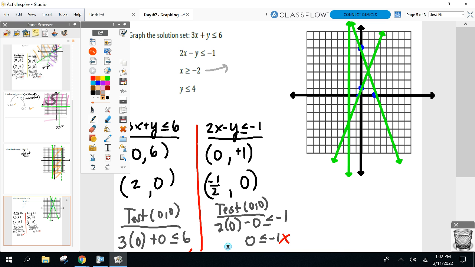Vertical through -2 right here. Plug in 0 to test. Is 0 greater than or equal to -2? Yes. We got to get out the old number line and we're all good? Yes? All right, here's my vertical line. Where are you going to shade it, right or the left? Right. To the right. 0, 0 is a solution.